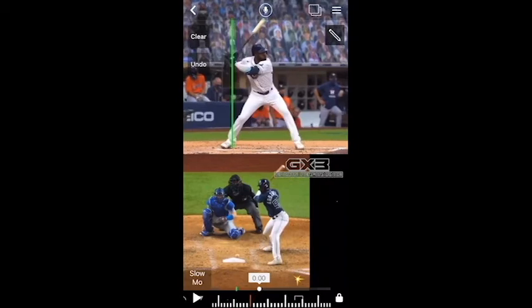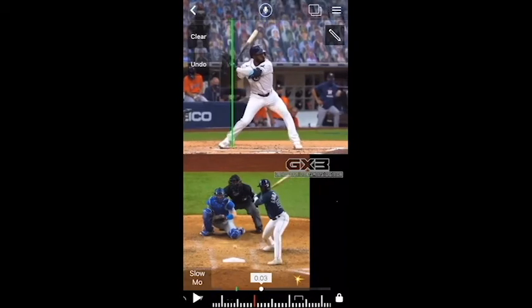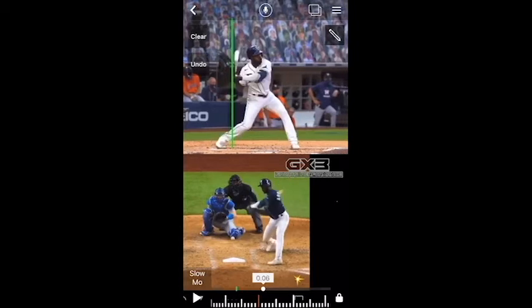But if this left hand does not stay back on this green line, there is no separation. There's no two separate masses. So the better we stay on this line, the more separation we will create.